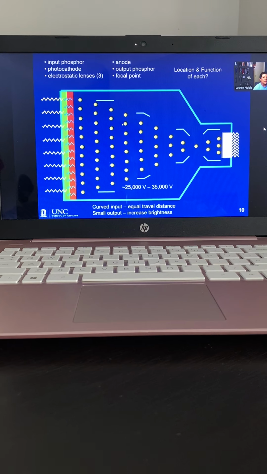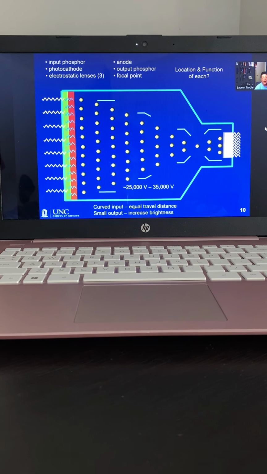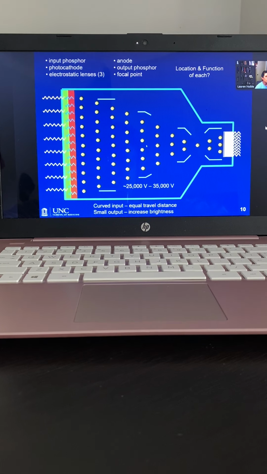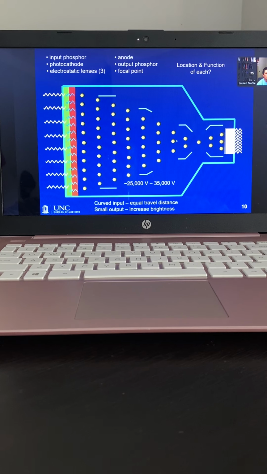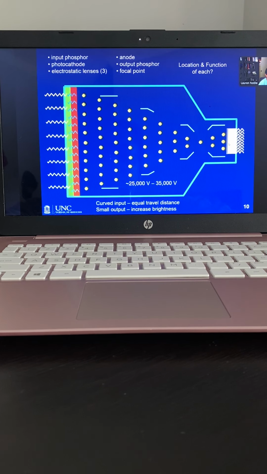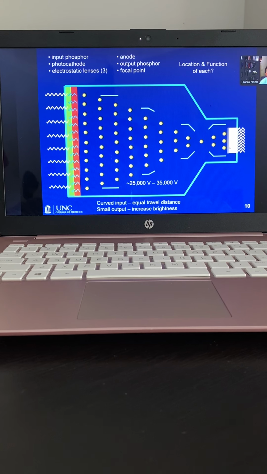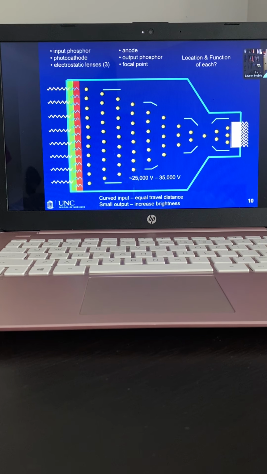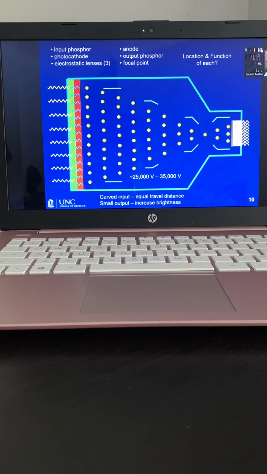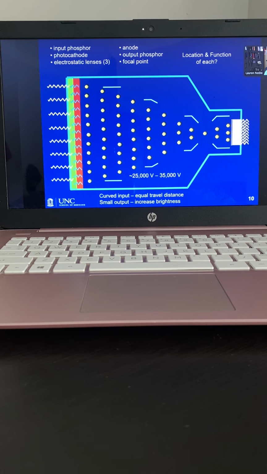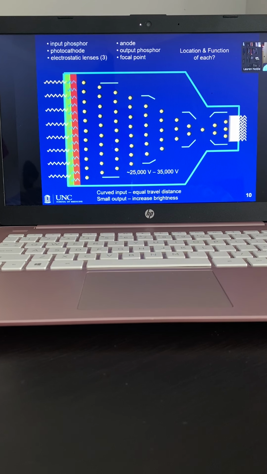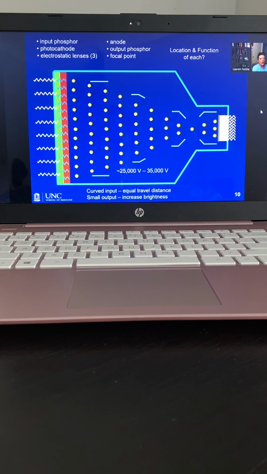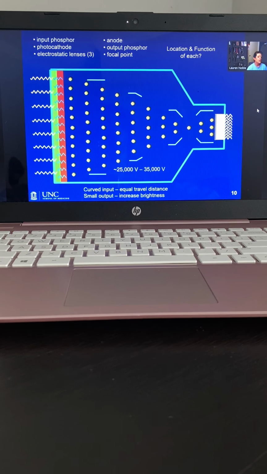So one of the things that helps to intensify the brightness of this image is the fact that a high level of voltage is applied to these electrons. And so when they slam into this output phosphor, we get a lot of light being produced from that high acceleration. Kind of like when the electrons are accelerated from the cathode to the anode in the X-ray tube, the more energy the electrons have, the more interactions they can undergo to produce X-rays. So the same thing happens here.